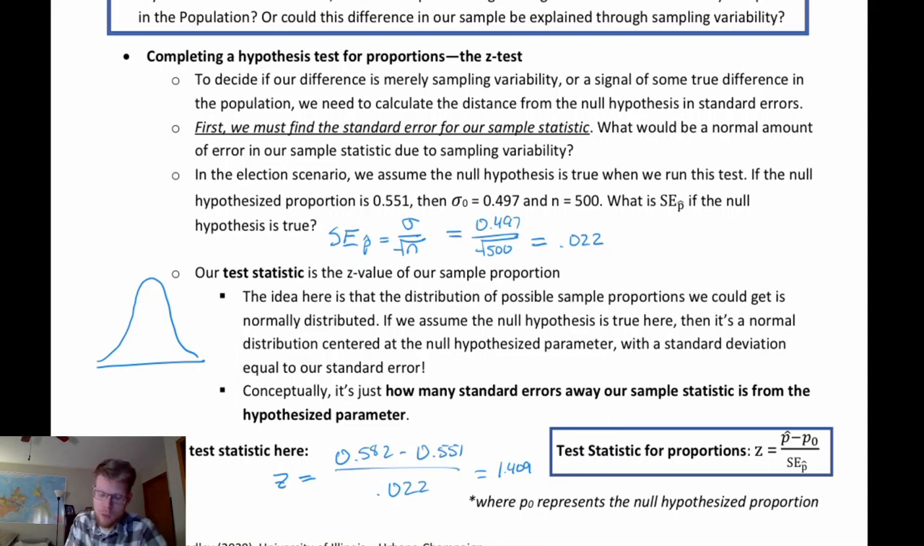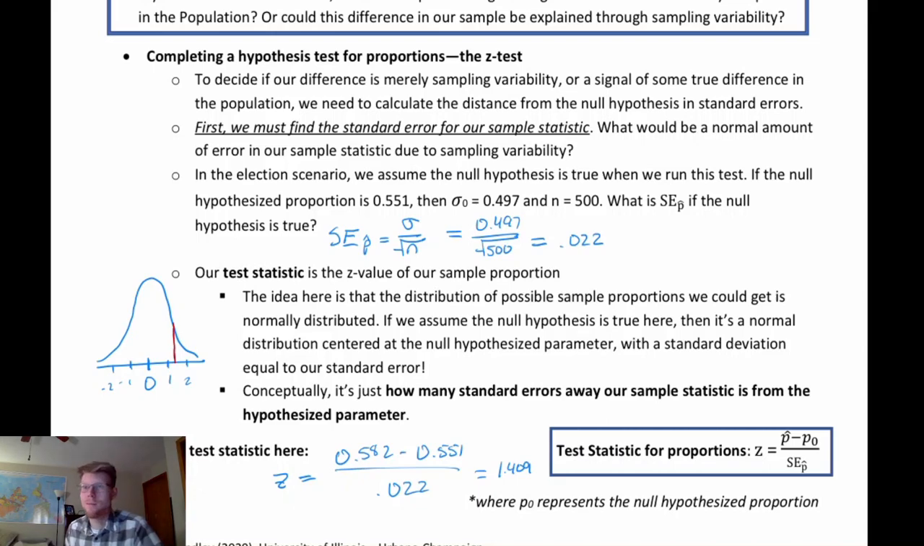And so what we're going to use is the standard normal curve to think about this. The standard normal curve is centered at 0 with a standard deviation of 1. So this would be like 1, this is like -1, this is like 2, this is like -2. And we are at 1.409, so somewhere right around here. So this gives us a sense of how far away we are from this null hypothesized parameter.